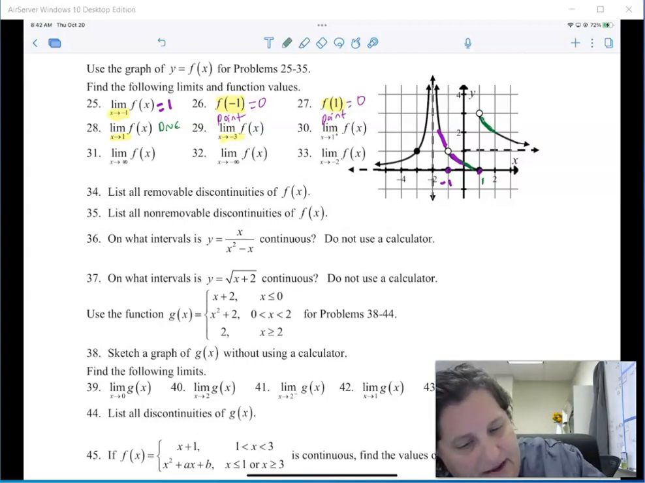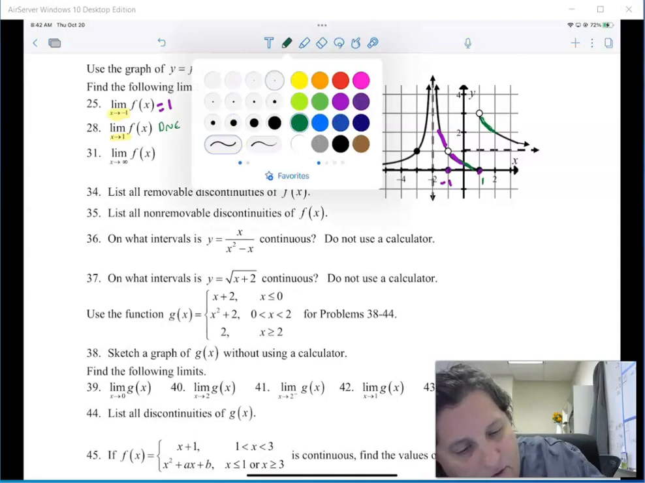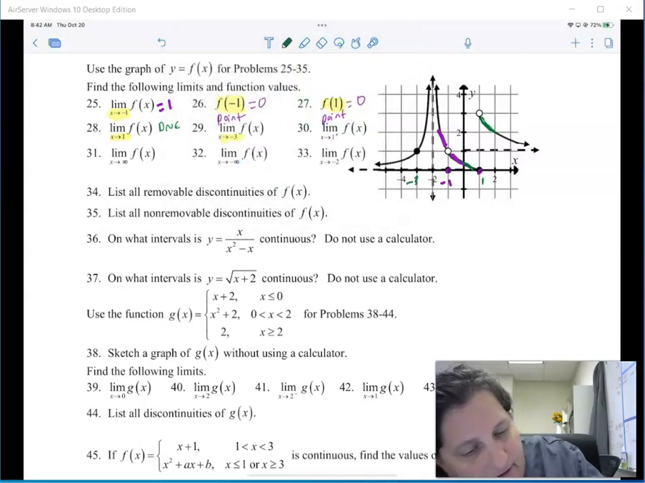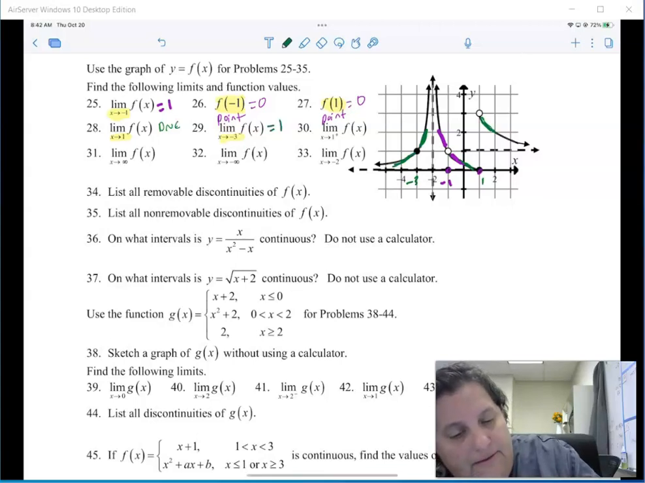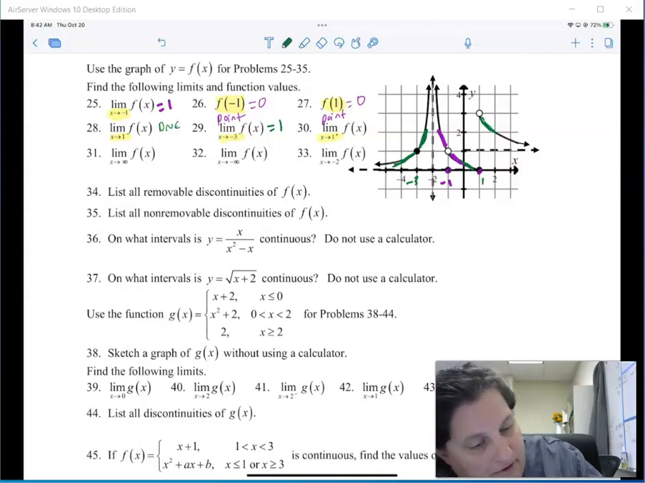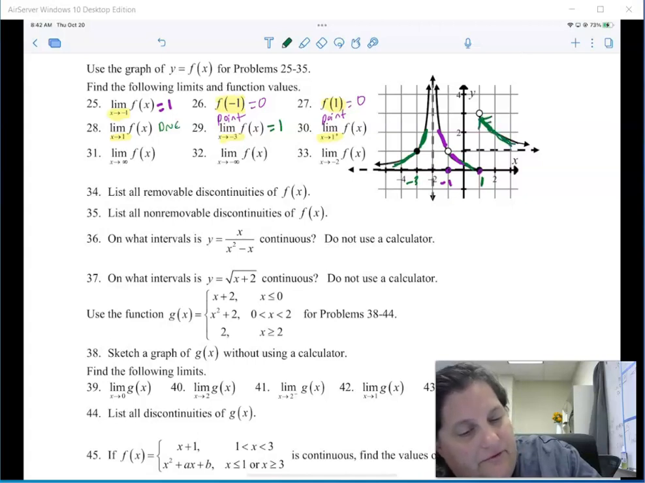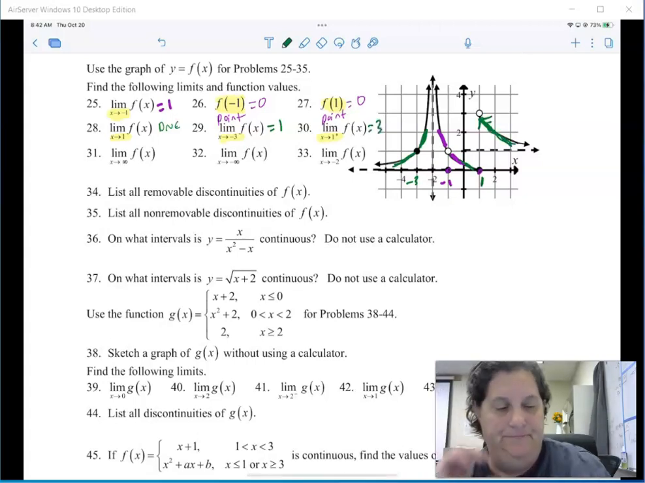As I approach -3, okay. Well, here's -3 right here. Left side, right side, they meet up. They meet up at 1. And then this one is asking me to approach 1, which is here, only from the right-hand side. So that one does have a limit. Only from the right-hand side, that goes up to 3.